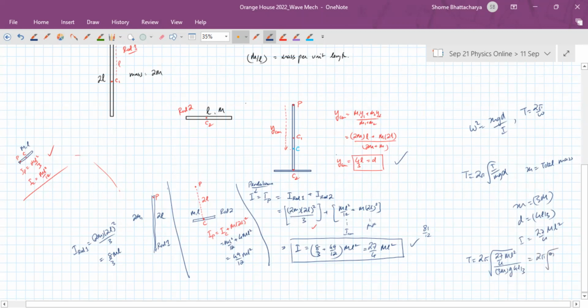Finally, this will become 27 L by 16G. So that is the same thing as 3 pi by 2 root 3L by G. And finally, this should be the correct answer, just verified.